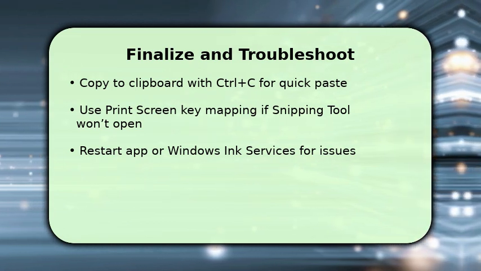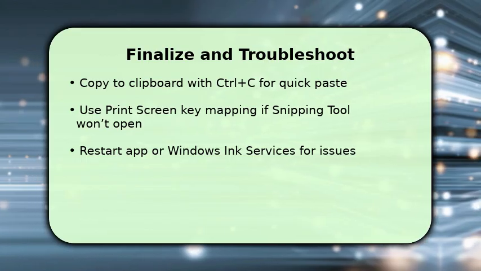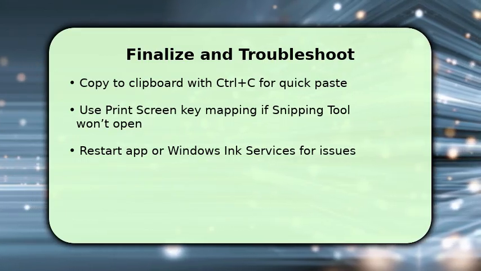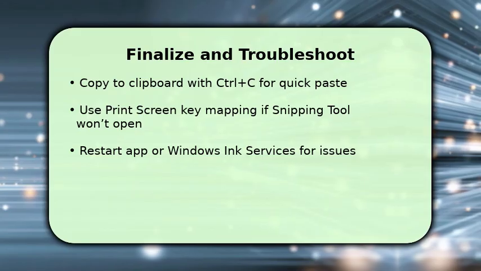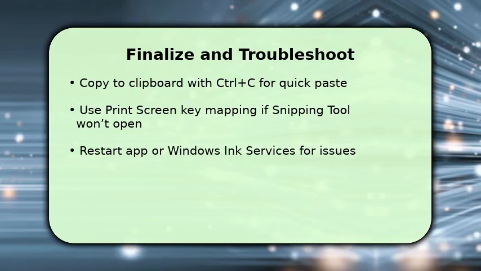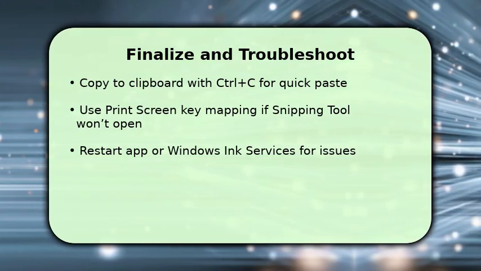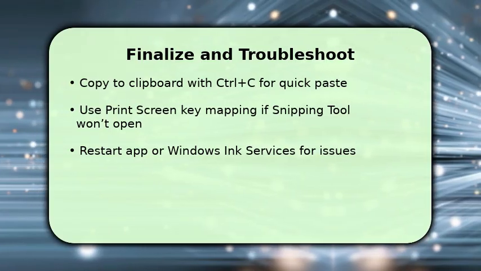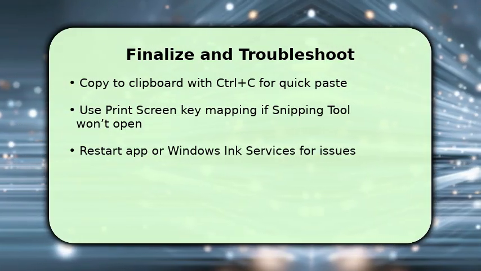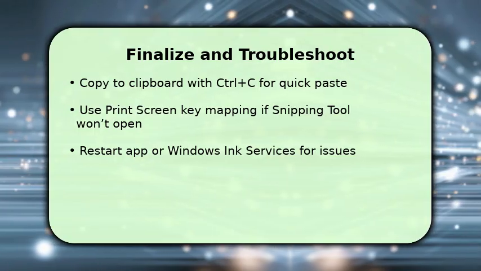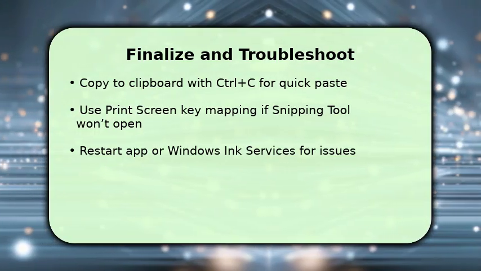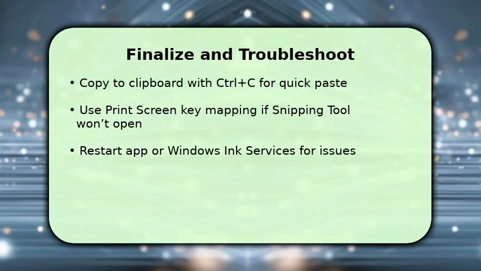If Snipping Tool won't open, map the print screen key to open it in Settings or use Windows+Shift+S as an alternative. These shortcuts bypass some launch errors. If captures fail, restart the app and check Windows Ink services. Conflicts there can block annotations. Finally, reboot if needed. That often clears hung processes so screenshots work again.